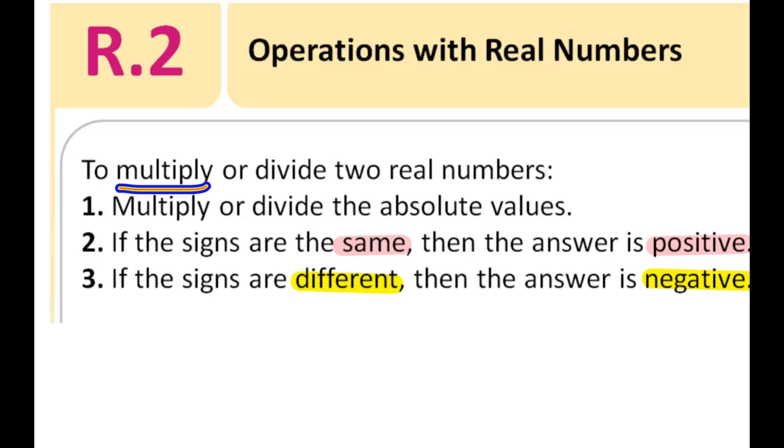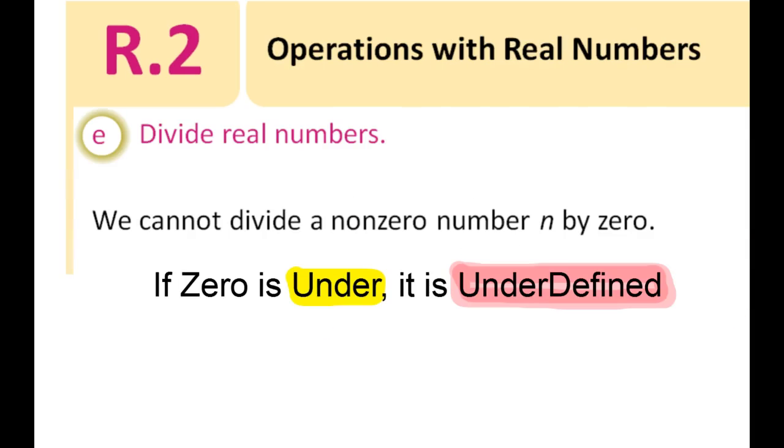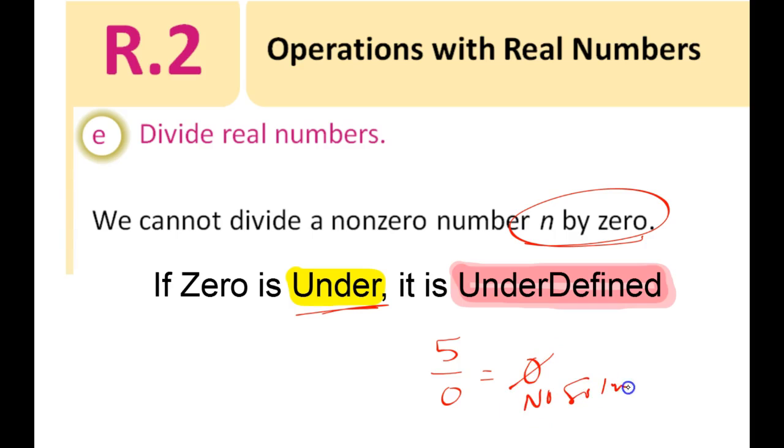So to multiply or divide absolute values, if the signs are the same, then the answers are positive. If the signs are different, the answers are negative. We cannot divide by 0. The rule that I have is if 0 is under, it's undefined. And here's the symbol for undefined. This just means no solution is possible.